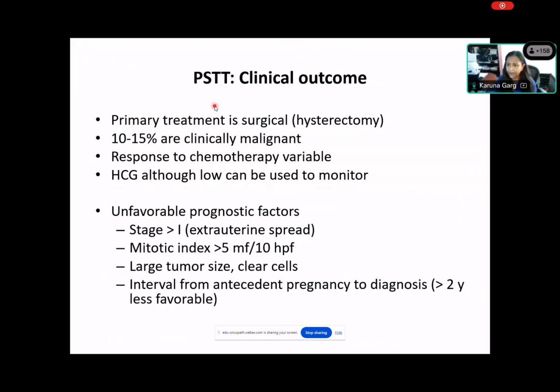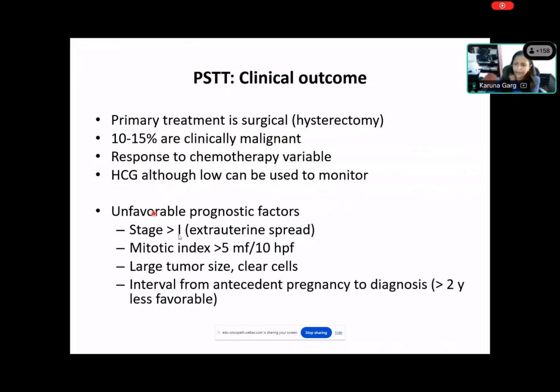In terms of clinical outcome, this is really important because it's very different from a choriocarcinoma, which responds really well to chemotherapy. PSTT does not respond to chemotherapy. So your primary treatment is actually surgical, so these patients will have a hysterectomy. 10 to 15% of these are actually, unfortunately, clinically malignant. And HCG is low, but you can still use it to monitor the course of the disease.